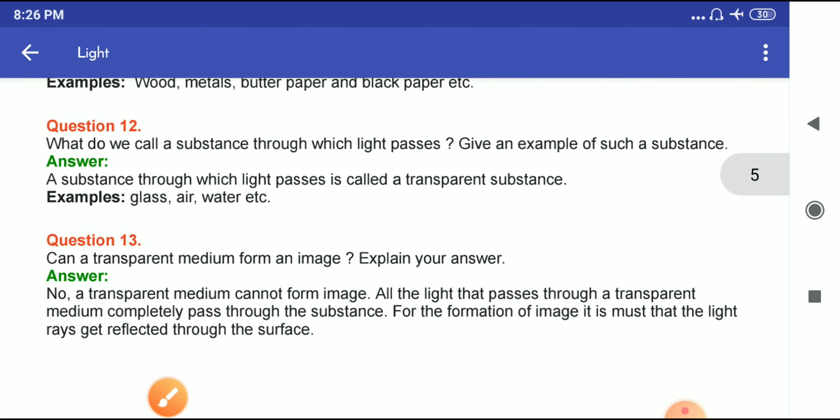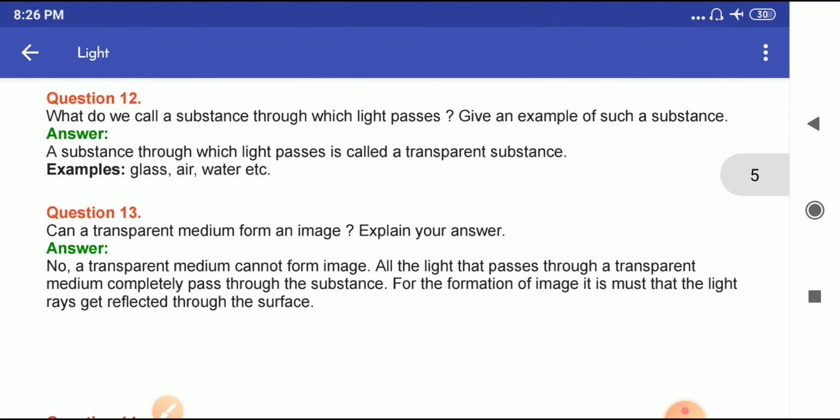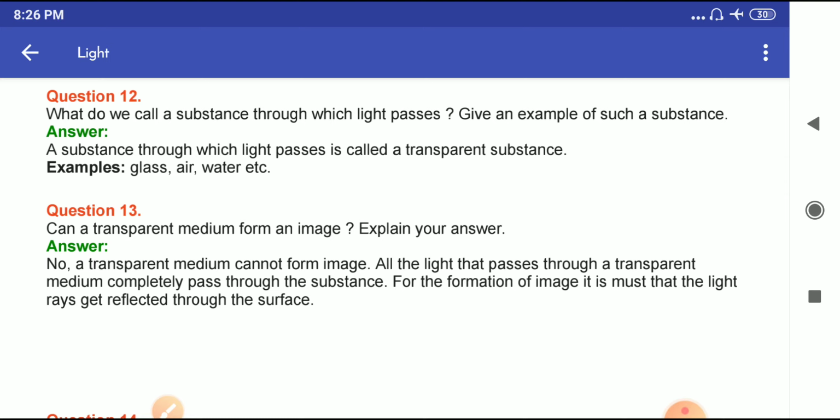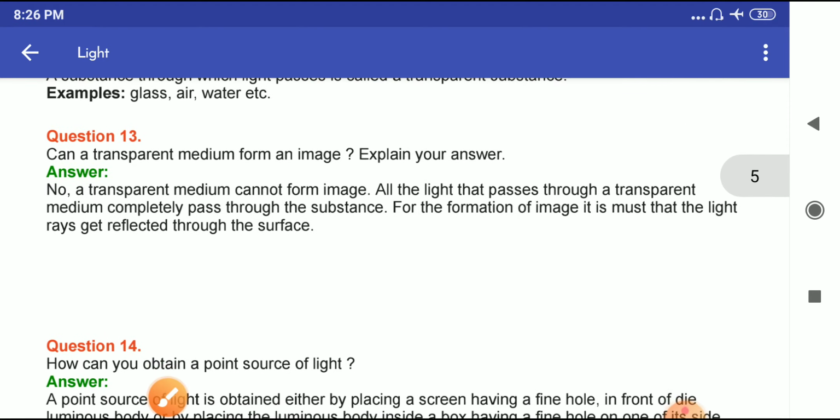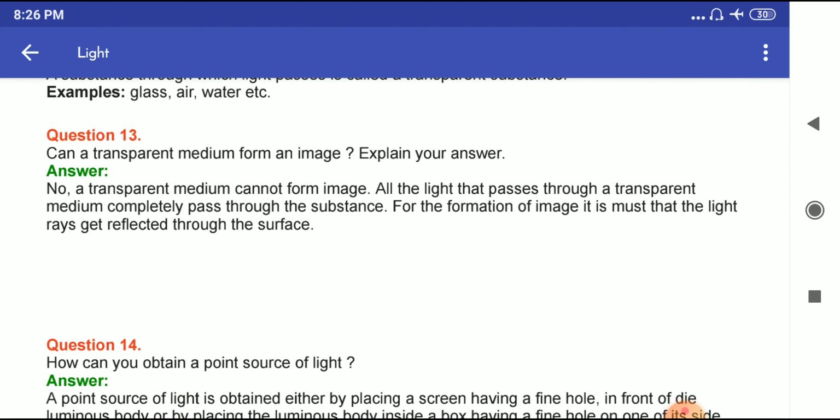What do we call a substance through which light passes? Give an example of such substance. Such substances are known as transparent substances, and glass, water and air are the examples. Can a transparent medium form an image? Explain your answer. No, a transparent medium cannot form an image. All the light that passes through a transparent medium completely passes through the substance. For the formation of an image, it is a must that the light rays get reflected from the surface.